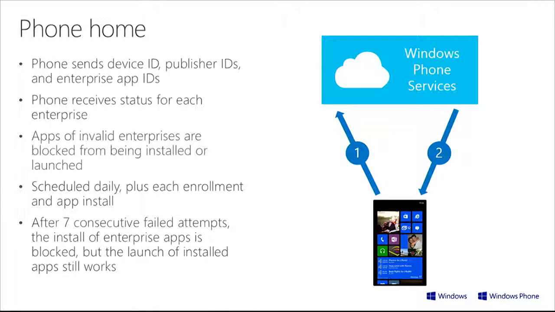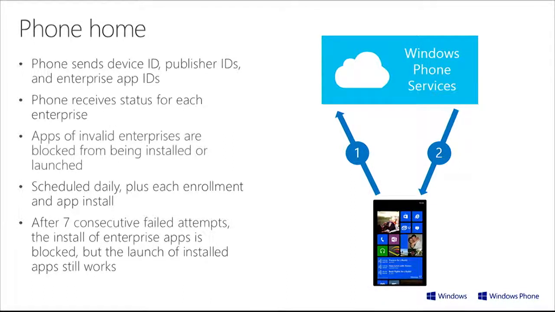After 7 tries, so after a week, if we cannot phone home, you are not able to install new applications, but your existing applications will still run. I think it's around 30, 31 days before we stop the application running.